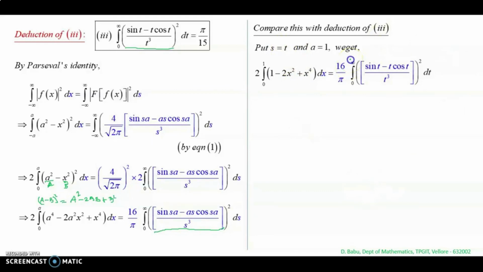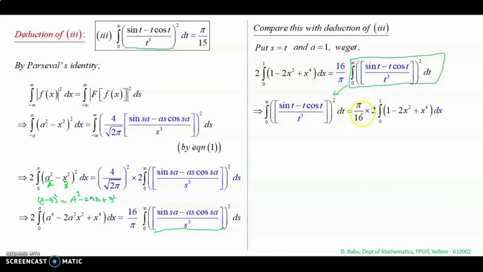Actually, we need this term only: integration 0 to infinity, sin t minus t cos t divided by t cube the whole square dt. So this implies, 2 pi divided by 16 into integration 0 to 1, 1 minus 2x square plus x power 4 dx.